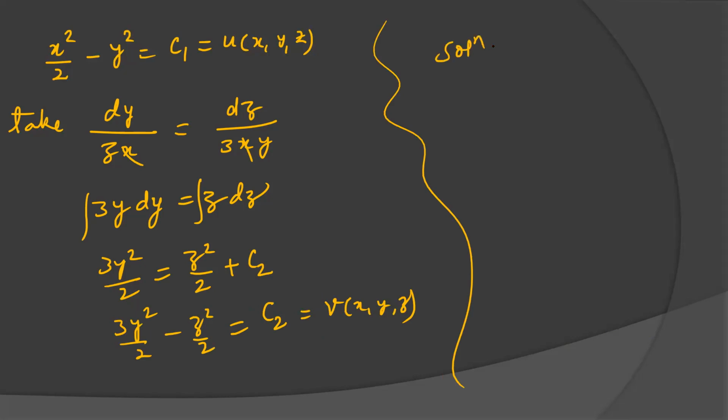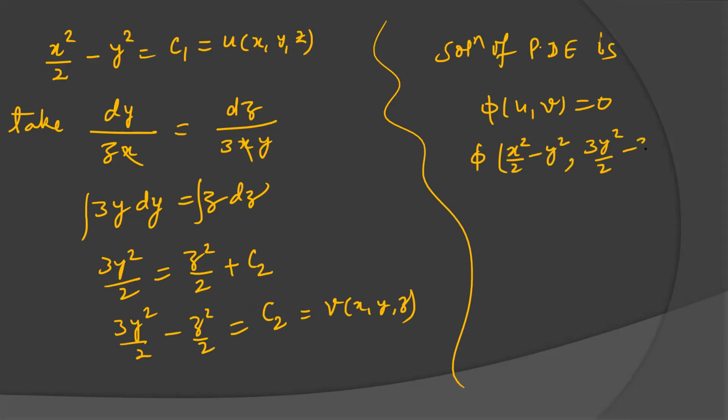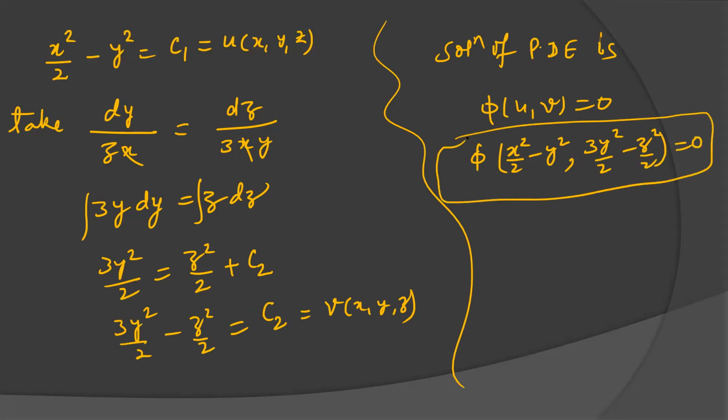So the solution of the PDE is phi of (u, v) equal to 0, or phi of (x square by 2 minus y square, 3y square by 2 minus z square by 2) equal to 0. So this is the solution of the PDE. Okay, let's see the next example.